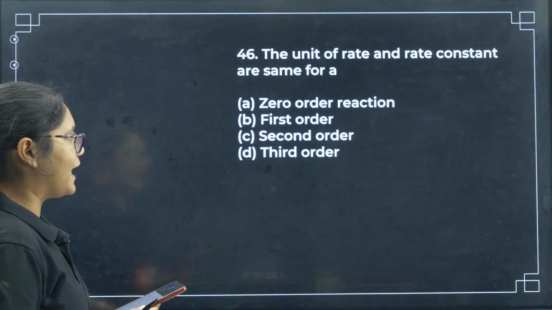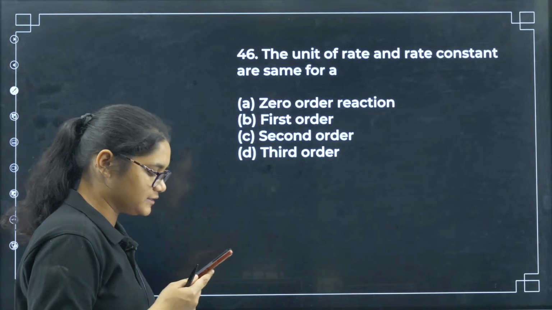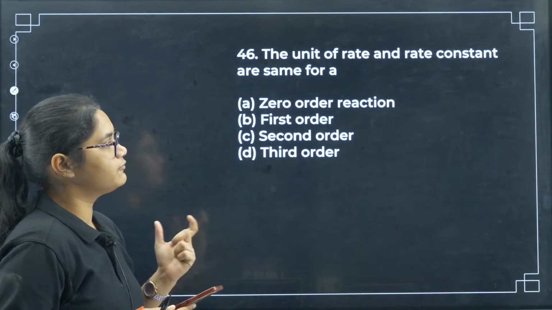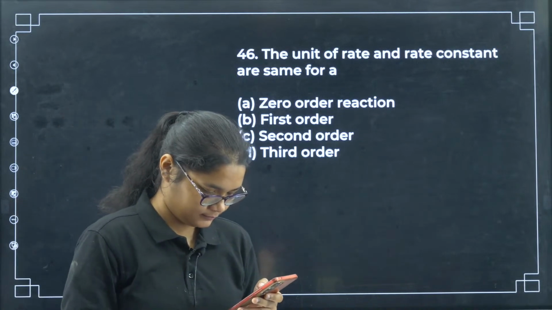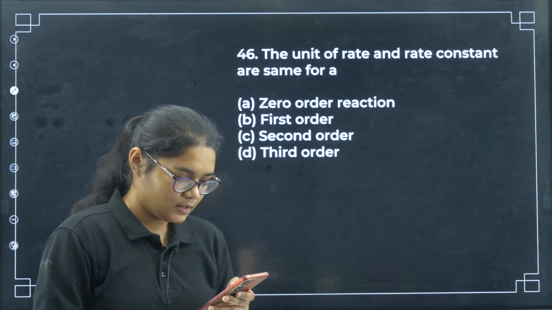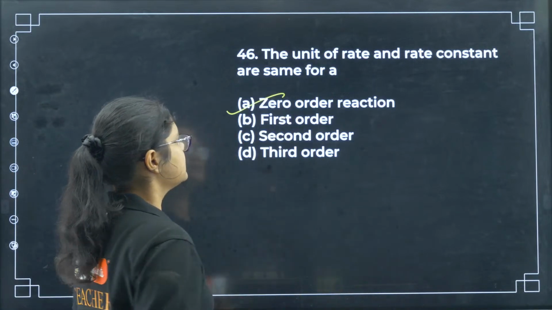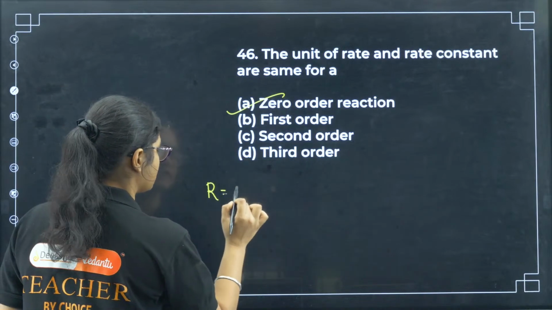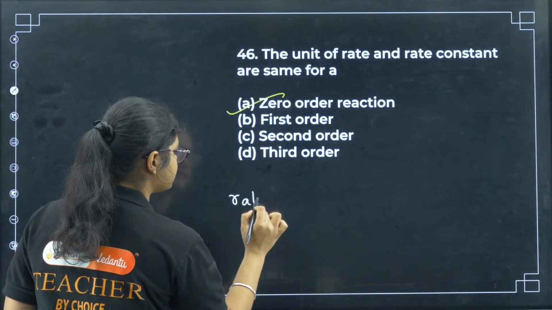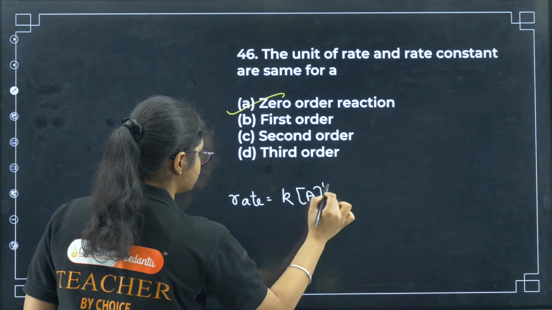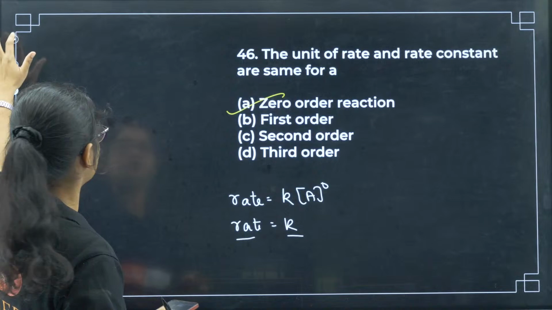Next, the unit of rate and rate constant are the same for a zeroth order reaction, first order reaction, second order reaction, or third order reaction. Yes, I hope all of you can answer this one. Yes, 46, Yashas is very fast here. Zeroth order reaction. For a zeroth order reaction, rate is equal to K into A to the power of 0. So rate is equal to K, and their units will also be equal. Yes, all of you are correct here.